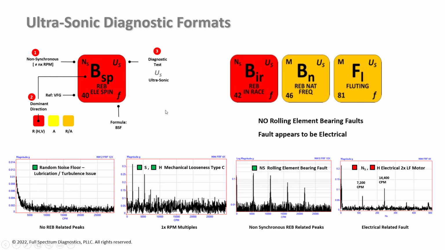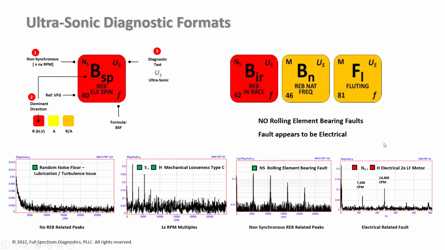Random noise floor, that doesn't tell us anything about the frequency, so it's not a lubrication issue. Mechanical nuisance type C is 1 times RPM harmonics, and that's not something that we have for these faults. Rolling element bearing faults, there's nothing that shows up in the spectrum that applies to this. The one thing that does show up in the ultrasonic range is a non-synchronous frequency at 7,200 CPM and multiples of that. So 2 times line frequency, this high frequency pulsation is usually high enough that it'll start to be picked up by the ultrasonic spectrum.